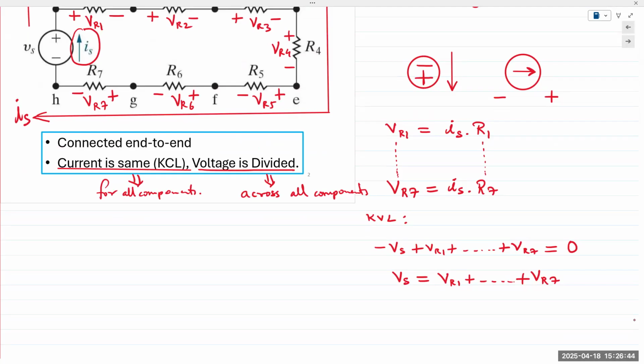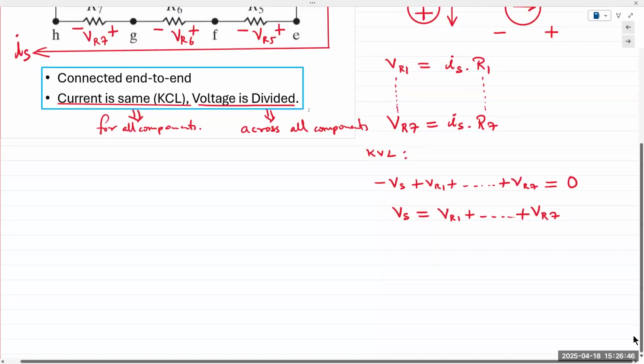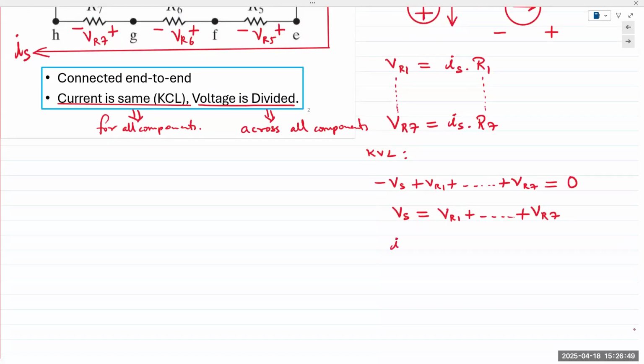Let me just continue down. So Vs can be Is times some R value, because the source is seeing the entire resistive network as one single resistance. A source cannot think for itself. All it knows is there is a resistor connected to it. Whether it's one resistor or 100 resistors does not matter.